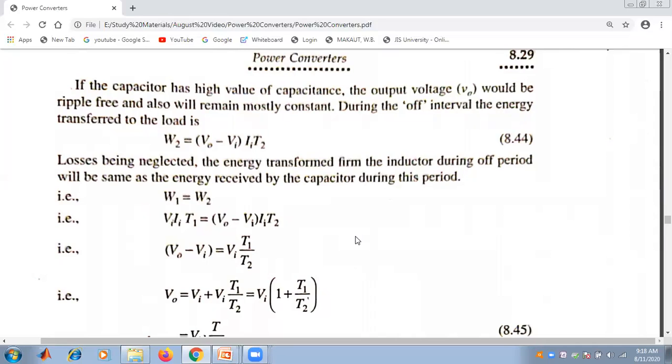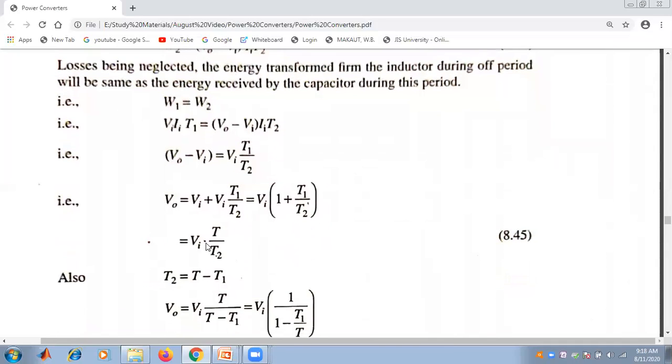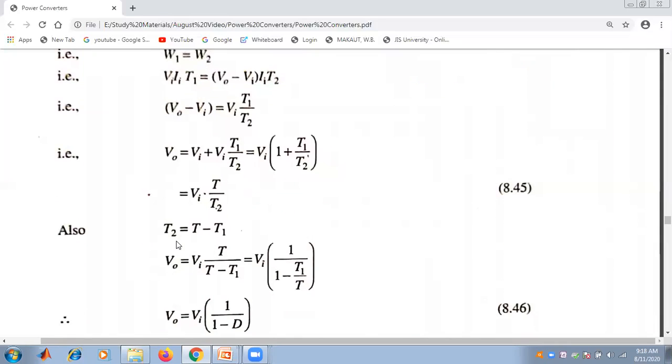If I neglect the losses, the energy transferred from the inductor during the off period will be the same as the energy received by the capacitor during this period, meaning W1 is equal to W2. Putting the values of W1 and W2, we get V0 minus VI equal to VI into T1 by T2. So V0 becomes equal to VI plus VI into T1 by T2, that is VI into 1 plus T1 by T2. So V0 equals VI into T1 plus T2, meaning T by T2. We all know T2 equals T minus T1, so V0 equals VI into T by T minus T1.